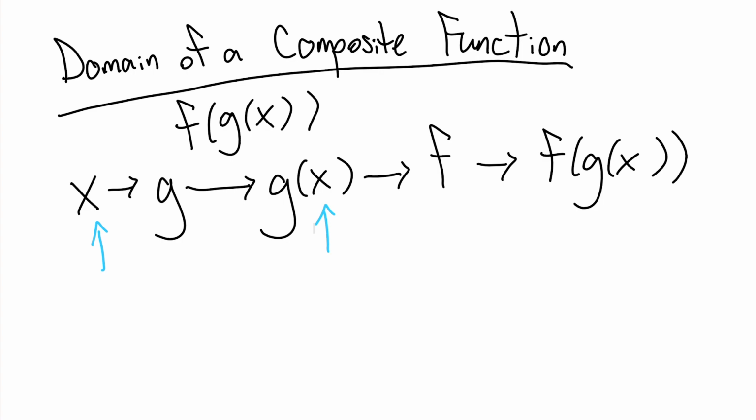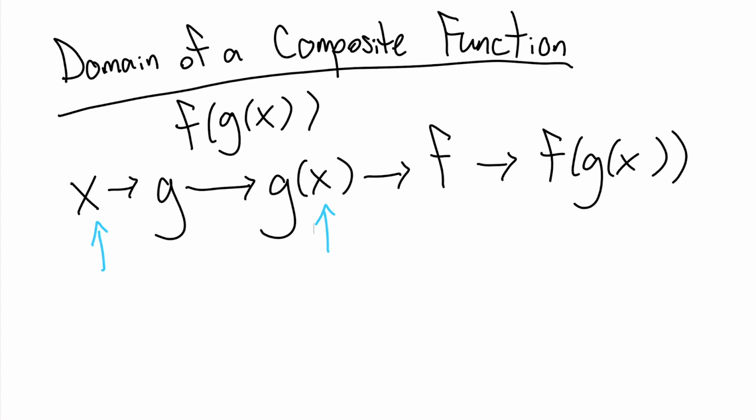So the domain of f of g of x is not as simple as just the domain of the resulting function. We also have to consider the g of x function that went in. So it's going to be the x values which are both in the domain of g and the ones that allow g of x to go into f while still being defined.